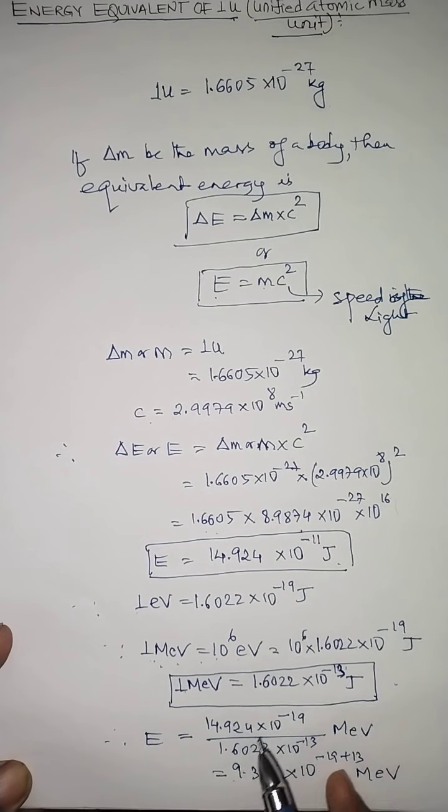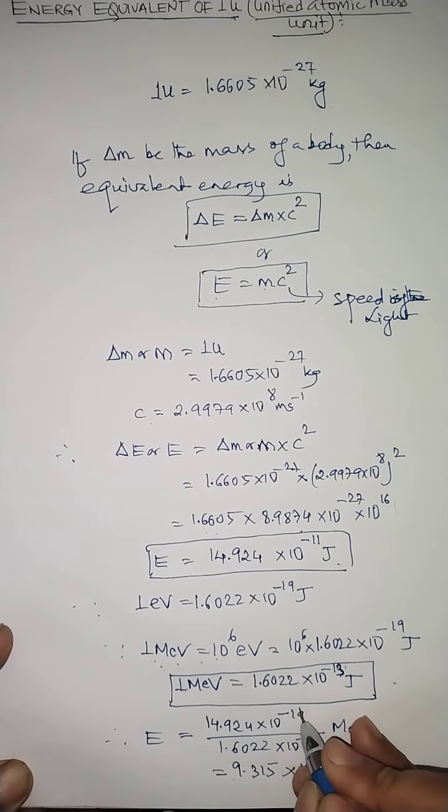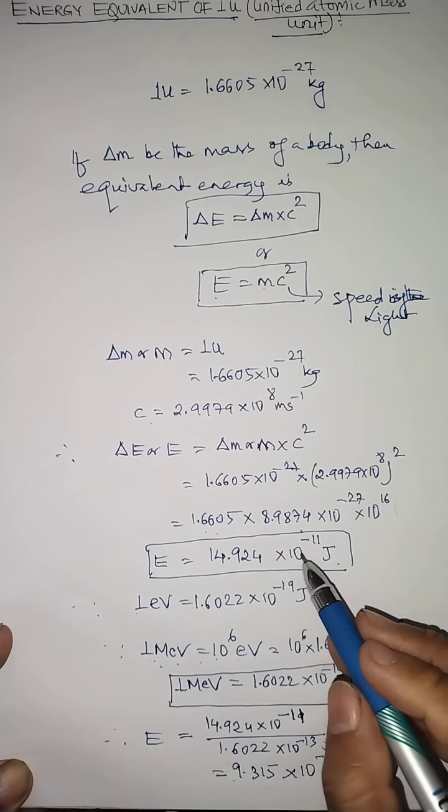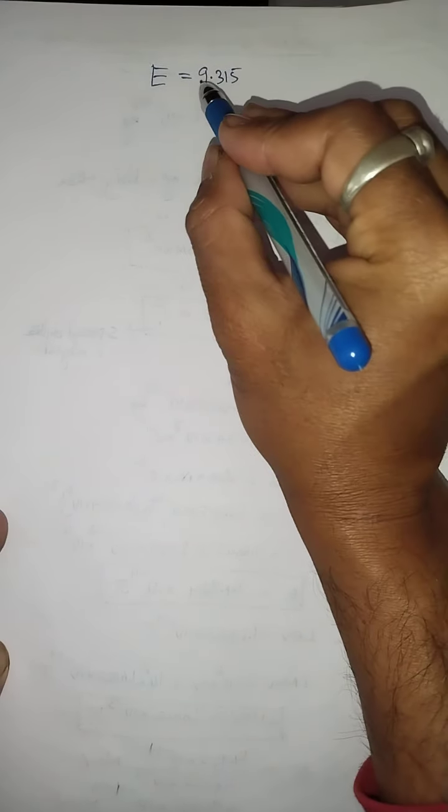I'm so sorry for this, children. Just let me do a correction. It's not minus 19, it's minus 11. Sorry, it is minus 11 out there, because it is 10 minus 11. So please do correct that. So 9.315 into 10 power minus 11 plus 13. 13 minus 11 is 2. So 10 power 2.